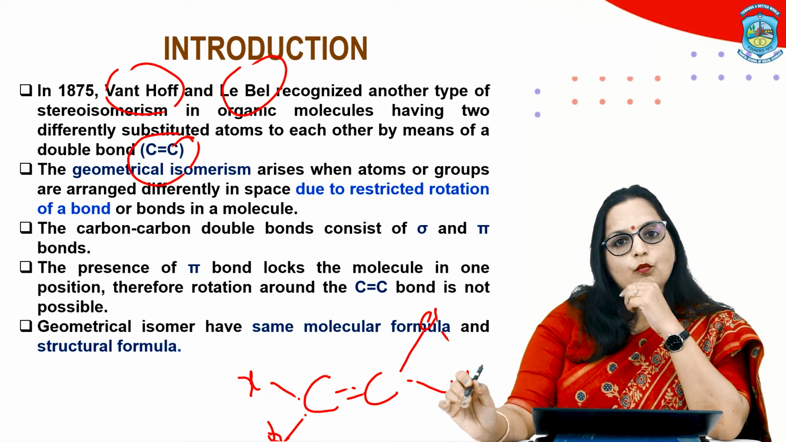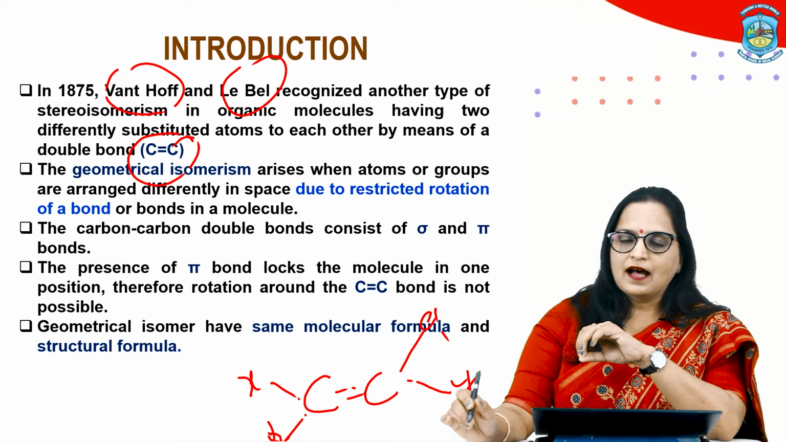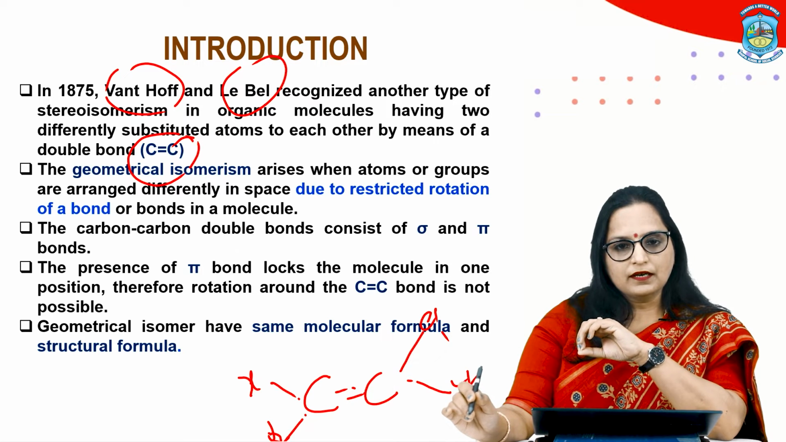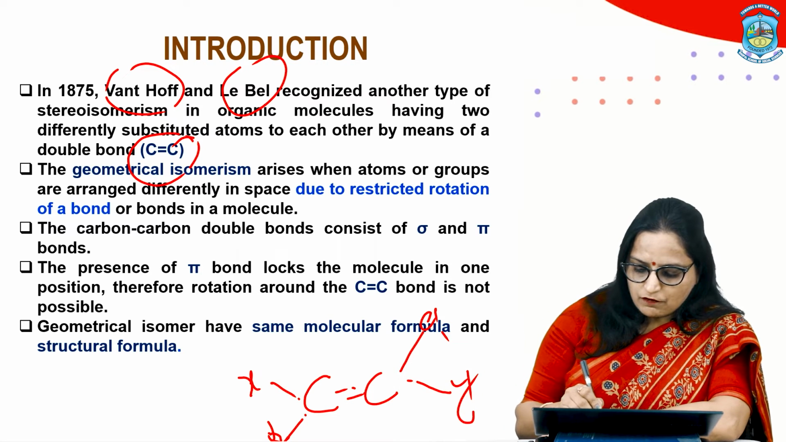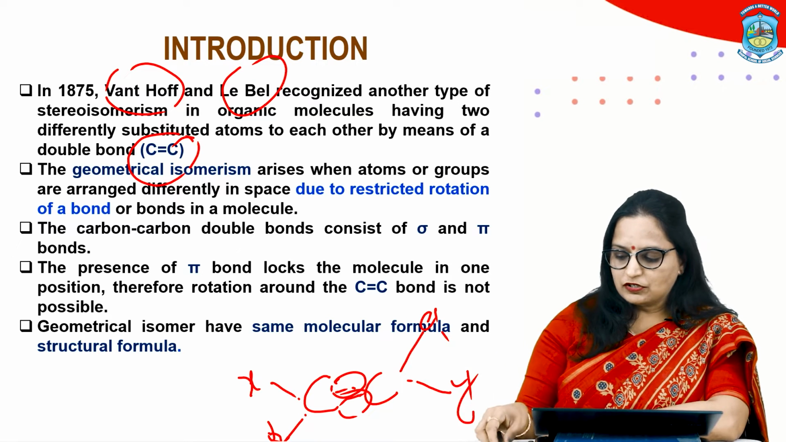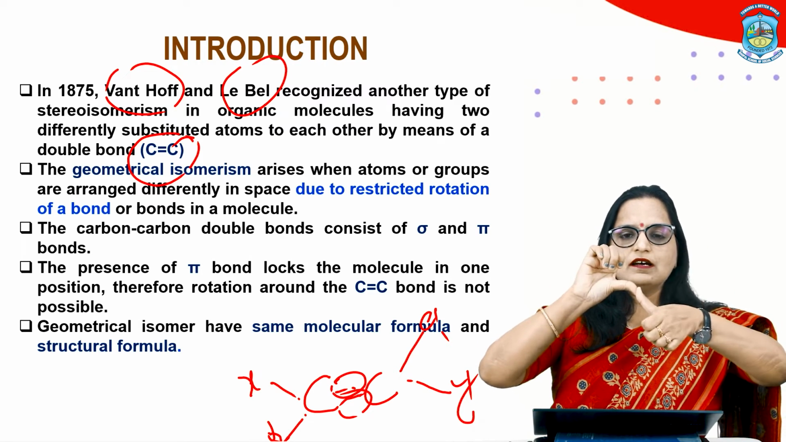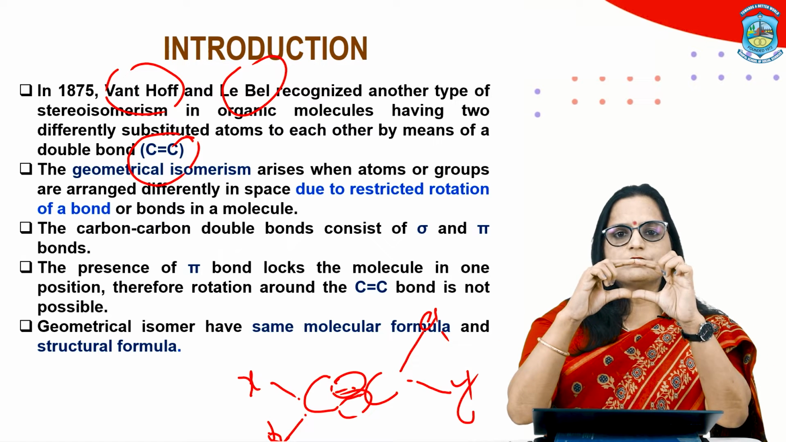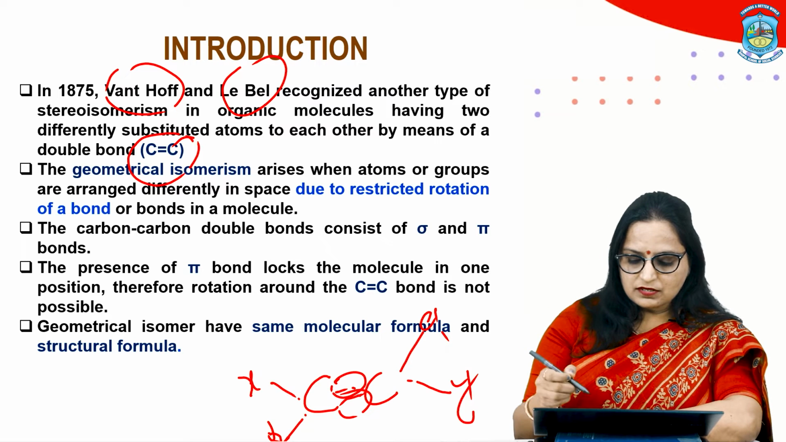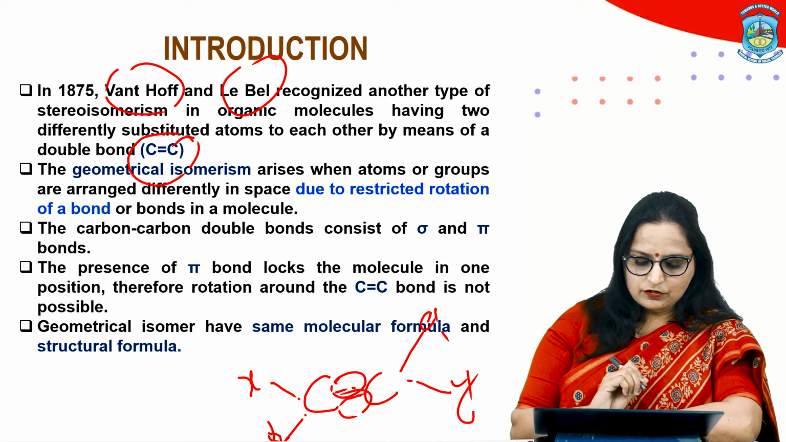Now, the very important factor about geometrical isomerism is that it arises when carbon is bonded to a double bonded carbon. Due to the presence of one sigma and one pi bond, there is restricted rotation. If something is bonded with a single bond, it is freely rotating, but if you bond something with a double bond, then there is restricted rotation. So, due to this restricted rotation, we have a new type of isomerism, that is geometrical isomerism.